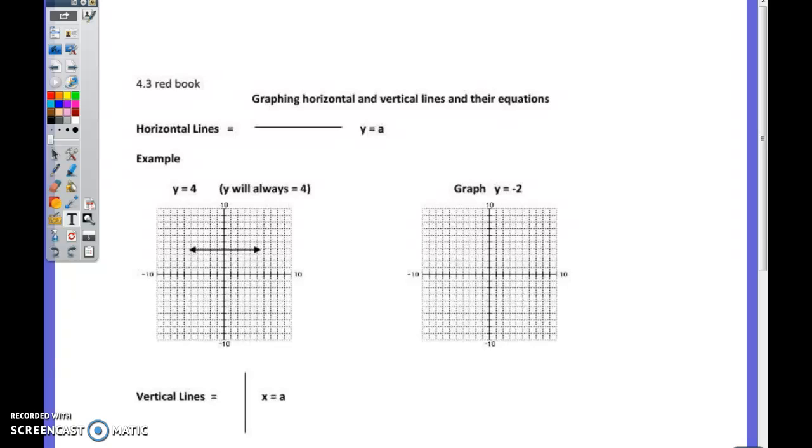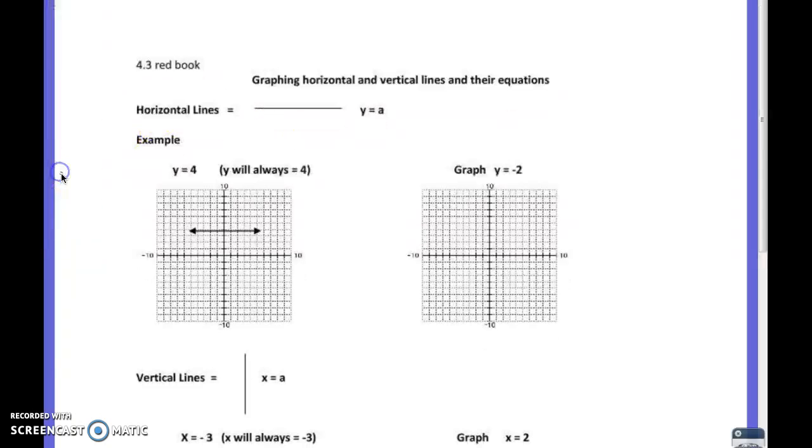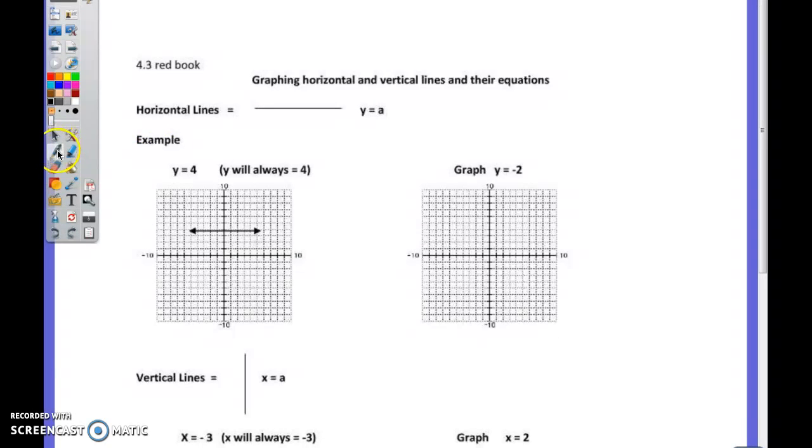Yesterday we were plotting some points and graphing lines that were kind of diagonal and whatnot. This is going to be equations that are either horizontal or vertical in nature. So we're starting on this page, 4.3 in the Red Book, graphing horizontal and vertical lines. You should have these notes out in front of you. Horizontal lines are obviously lines that run left and right. Vertical lines are lines that are running up and down.